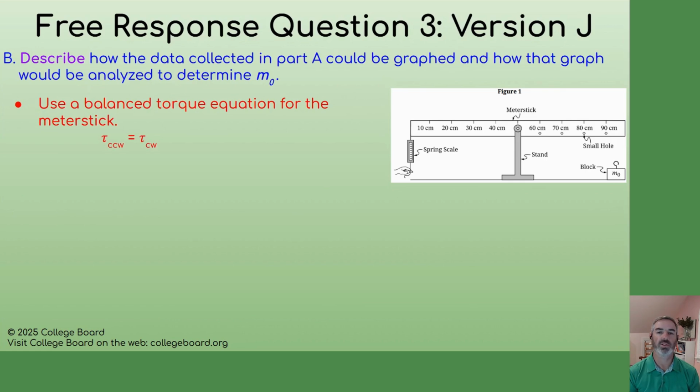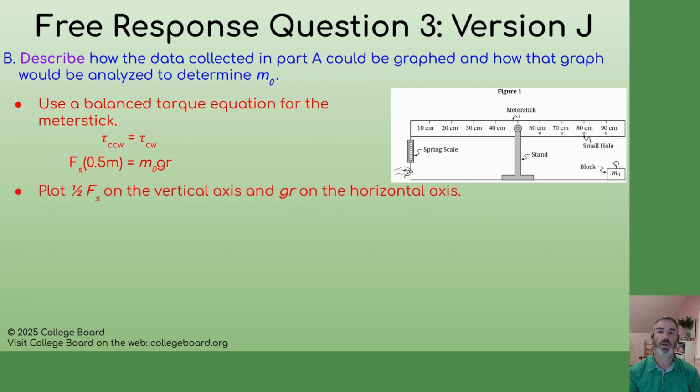Now the counterclockwise torques: we can pull down on the spring scale, and that's going to cause a counterclockwise rotation. And if we just let the mass hang on the other side, it's going to cause a clockwise rotation. So we're going to take those forces and turn them into torques by multiplying by their distances. The spring scale force times 0.5 meters is going to equal m naught g, which is the force of gravity on the block, times r, which is the distance it is from the center. That's the 10, 20, 30, 40, 50 centimeters, or 0.1, 0.2, etc.